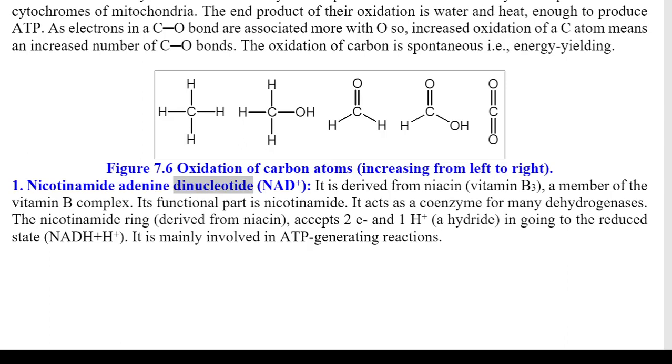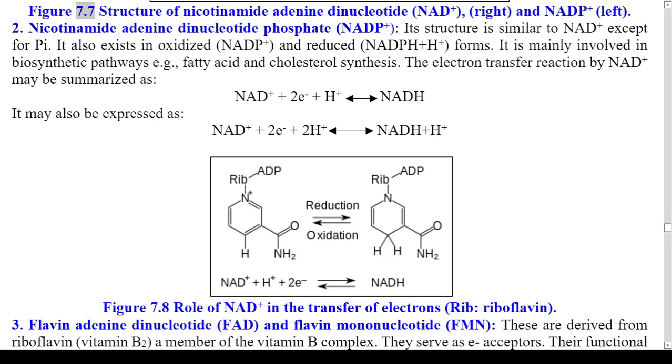1. Nicotinamide adenine dinucleotide, NAD+. It is derived from niacin, vitamin B3, a member of the vitamin B complex. Its functional part is nicotinamide. It acts as a coenzyme for many dehydrogenases. The nicotinamide ring, derived from niacin, accepts 2e- and 1H+, a hydride, in going to the reduced state, NADH + H+. It is mainly involved in ATP-generating reactions. Figure 7.7: structure of nicotinamide adenine dinucleotide, NAD+, and NADP+.